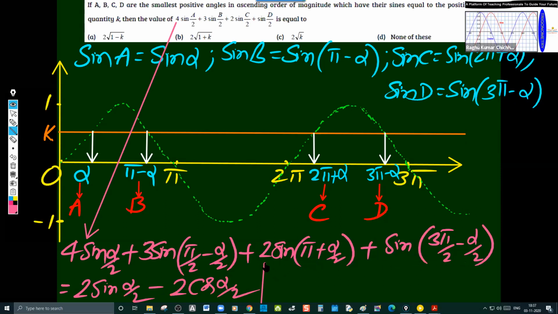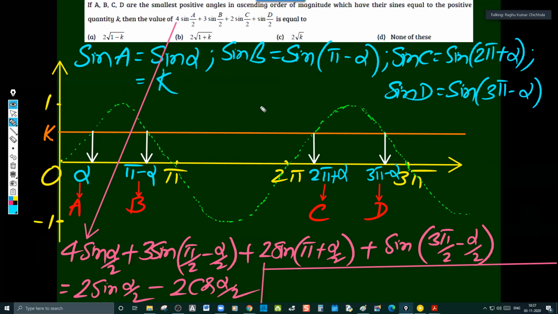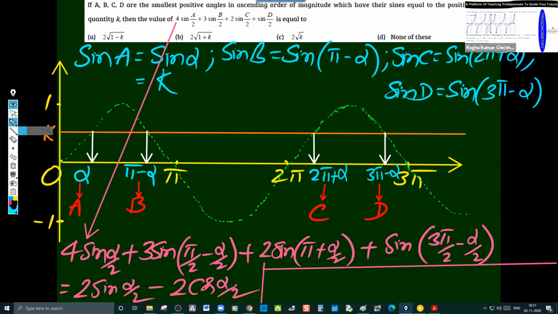Even here also, you're not getting the answer directly. You have to make little modifications to this. What is that modification to be done? Just follow this carefully, because we have taken K as sine alpha. I did not write this in the beginning, but this sine A is equal to sine alpha is equal to K. He mentioned it in the beginning itself. So you can write this now in this way.